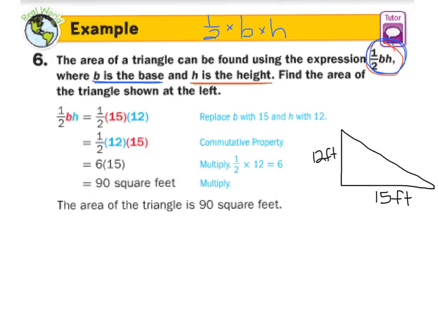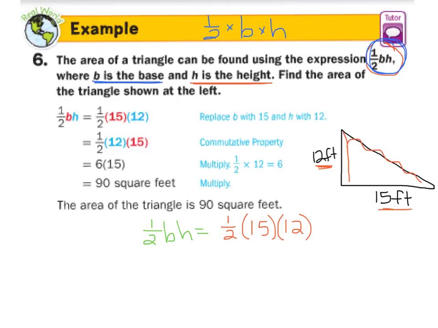So find the area of the triangle shown at the left. And I forgot to put the picture of the slide on here, but that slide for the kids to ride kind of looked like that. But here's the information. So we're going to start off by taking the formula, 1/2 base times height, and we're going to say that's equal to 1/2, and the base is 15, and the height is 12. So we will replace the variables.